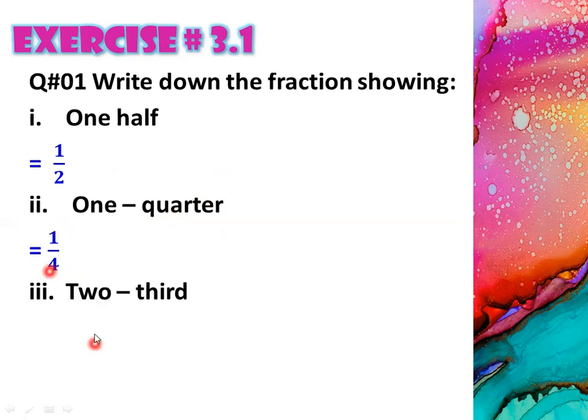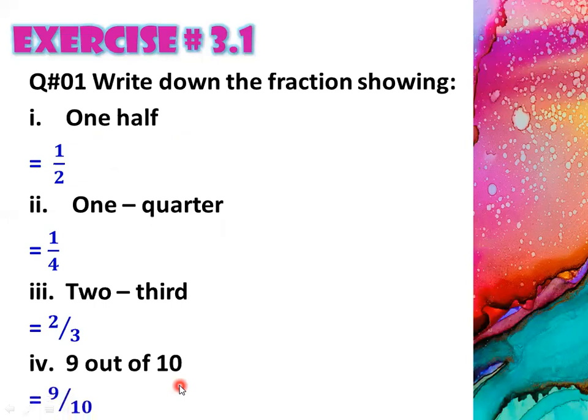Then 2/3. Now you have to convert this 2/3 into fractional form. What will be the fractional form of it? This one, 2 upon 3. 2 will be your numerator and 3 will be your denominator. Next is 9 out of 10. Convert it into fractional form: 9 will be your numerator and 10 will be your denominator. So basically this is the way to solve question number 1 from exercise number 3.1.